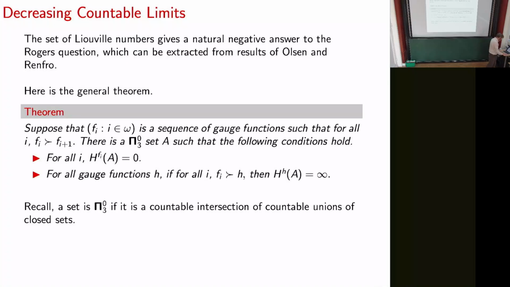But the general theorem is this. Suppose you have a sequence of gauge functions, and it's decreasing in order. Then there's a Π^0_3 set A such that the following conditions hold. It's null for all the H_{f_i}'s, and for all gauge functions that are of lower order than all the f_i's, A is not sigma finite.